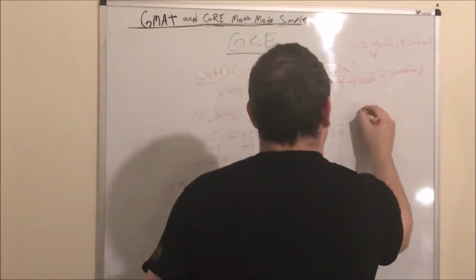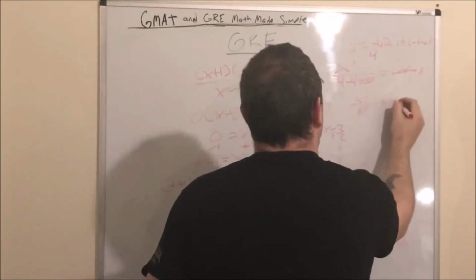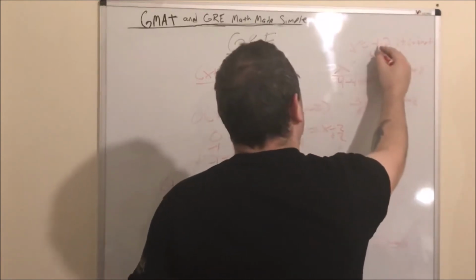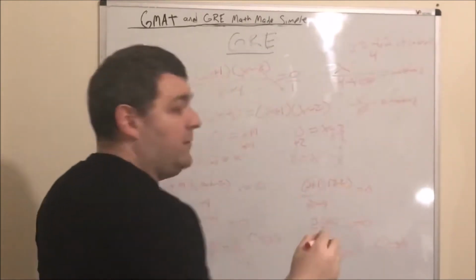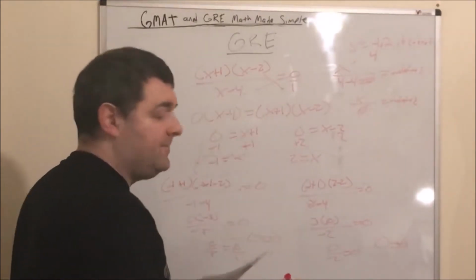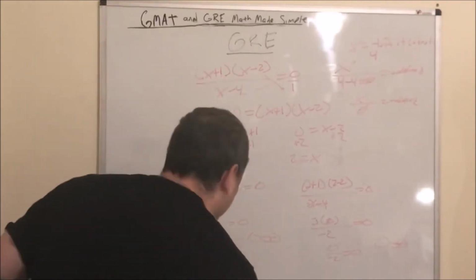Anything that deals with a 0 in the bottom is undefined. So the answer would be x is negative 1, 2, and it cannot be 4. Because if it was 4, then it would be undefined, and we can't find the answer. Okay? Let's move on to the next question, which deals with factoring.